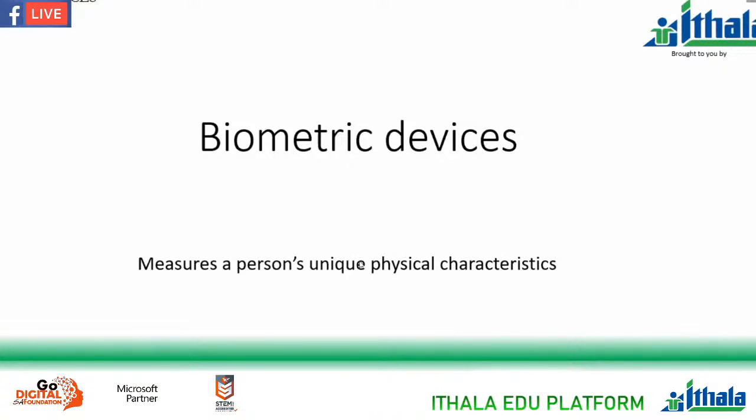We watch movies whereby a person stands at the screen so that his or her eye can be scanned, or a finger has to be used to open a particular door. So biometric devices come in different types. One is your fingerprint scanner, two is your eye and iris scanner, and three is your facial recognition.